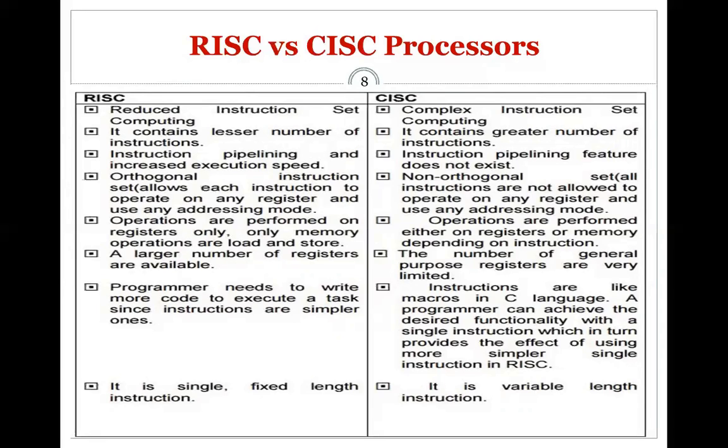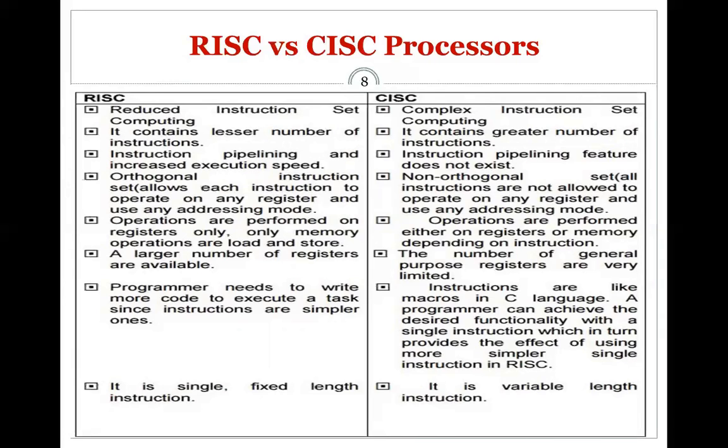Similarly, in RISC, operations are performed on registers only, and the only memory operations are load and store. We can observe that there are only load and store operations in RISC. Whereas in the case of CISC, operations are performed either on registers or on memory, depending on the instruction type. That flexibility is there. Then a large number of registers are available in RISC, whereas very few registers are available in CISC. That is, general purpose registers we are talking about. Then the programmer needs to write more code to execute a task. That is one drawback with RISC.